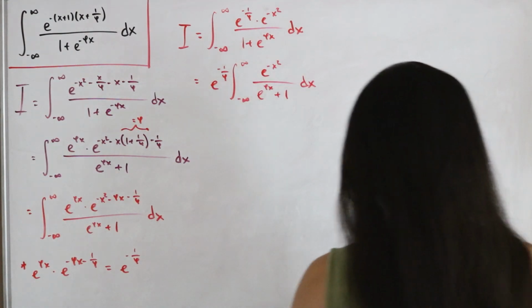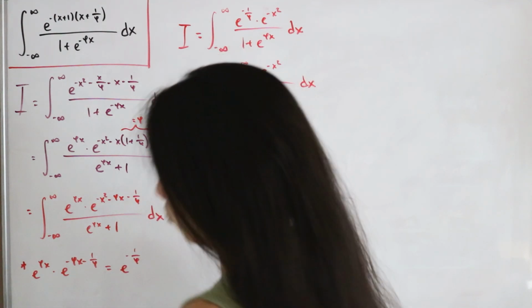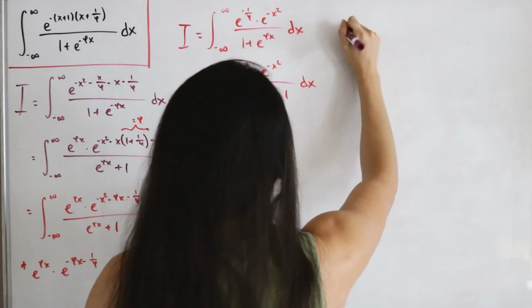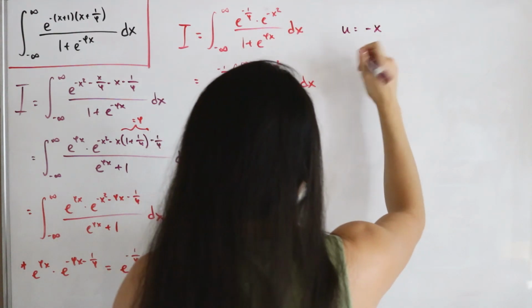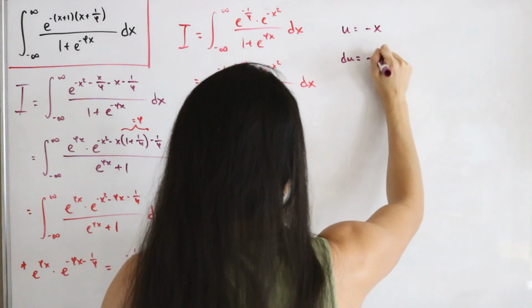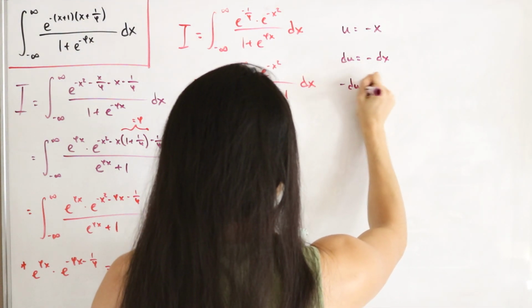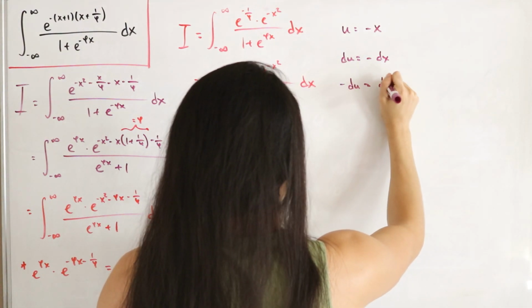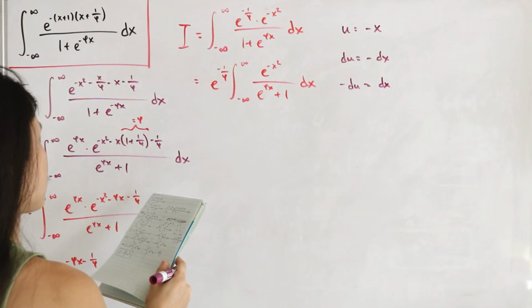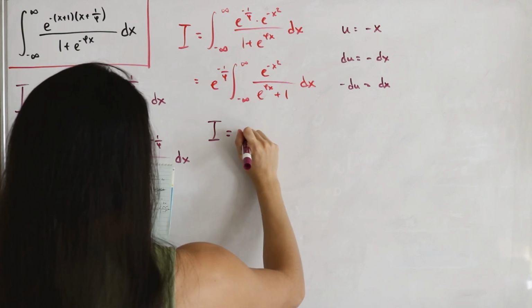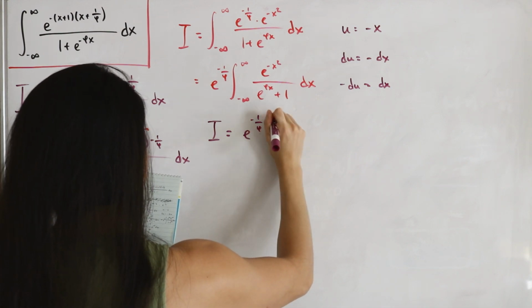The u-sub that we'll be using, or what we'll be substituting, we're going to let u equal negative x. Okay, so that means du is going to equal negative dx. So therefore, if I get dx by itself, negative du is just equal to positive dx. Okay, so let's reiterate all this. So I is then just equal to, so far, e to the negative 1 divided by phi.